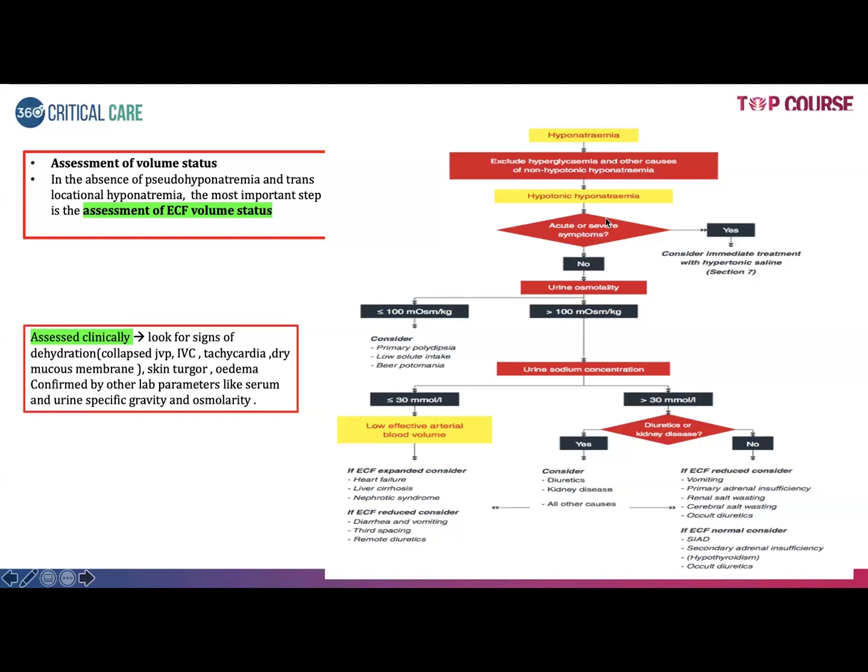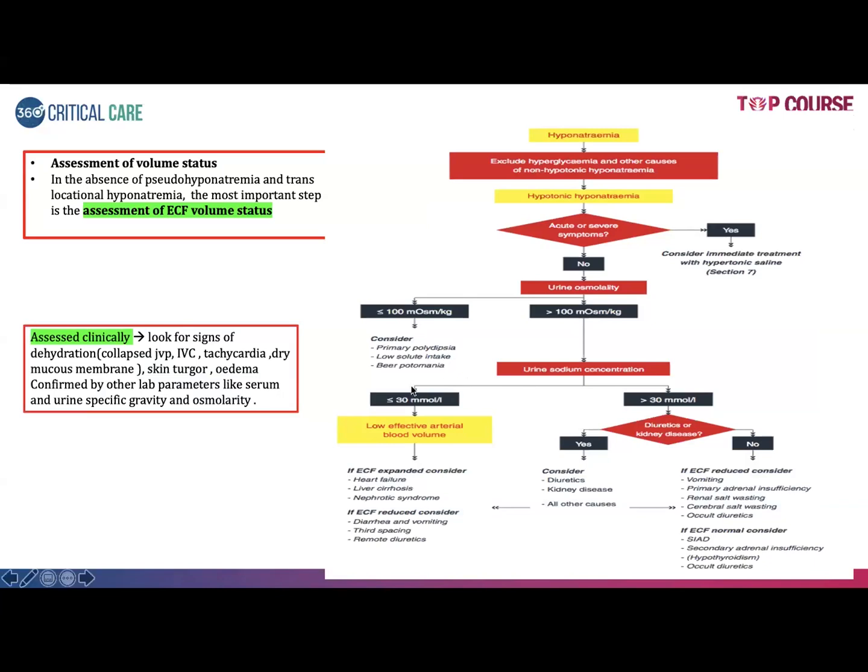Okay. So the next step in hypotonic hyponatremia will be you should look at the urine osmolality. So if the urine osmolality is less than 100, it can be due to a high volume intake. Okay, so there is a dilute urine that's passing on. So it could be due to primary polydipsia, low solute intake, or beer potomania. If the urine osmolality is more than 100, it could be due to many of these factors. Next step would be to check the urine sodium.